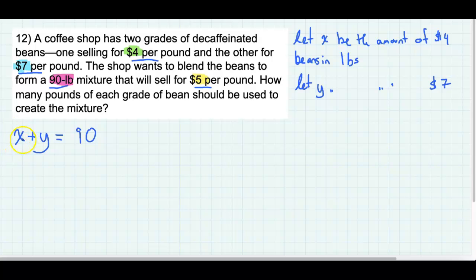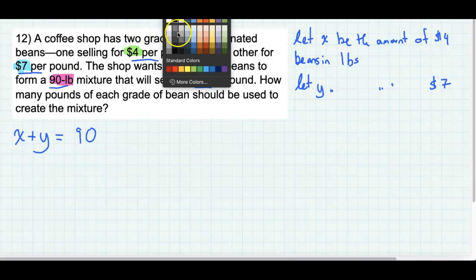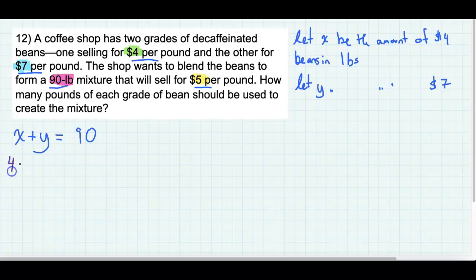Now each pound of the x beans is $4, right? So maybe I should change colors there. So $4 for each of this type, the cheap one that I called x, plus $7 for the other type of bean, the more expensive bean, 7y equals the total. We know the total weight is 90, and it's going to be $5 times the 90 pounds. We know it's 90 pounds and we want it to be $5 per pound. So that's the amount.